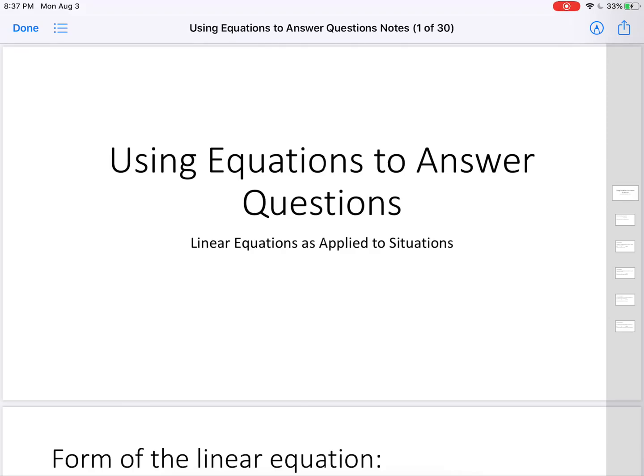Hello! Today's lesson is about using equations to answer questions. You know how to write linear equations. You know how to use linear equations to find values by plugging in numbers. And you know how to solve equations. Some of you might have trouble solving equations. I will go over that again in this lesson.